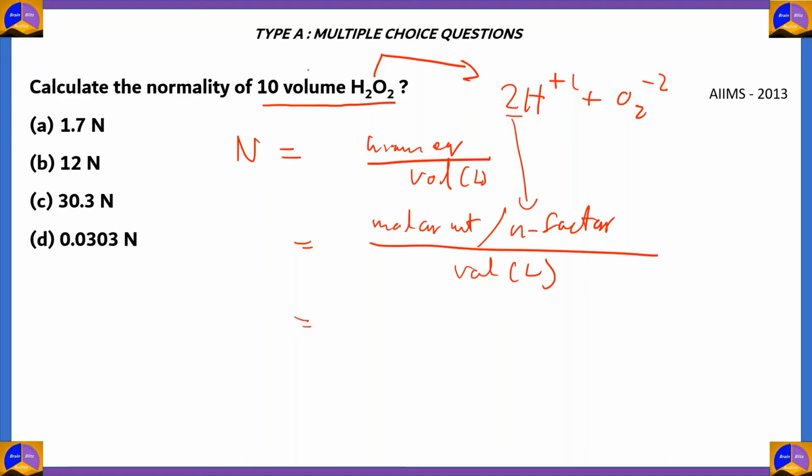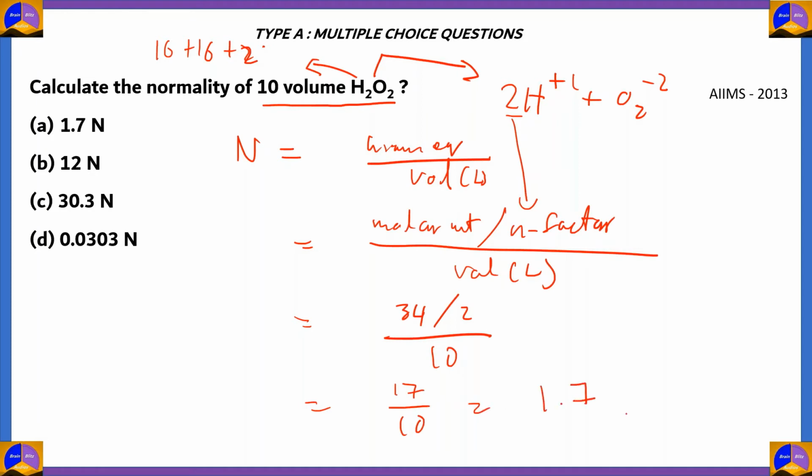And the molar weight of H2O2 can be easily calculated. 16 plus 16 plus 2 plus 2. So that's 32 plus 2, 34. So it's 34 divided by 2, whole divided by the volume, which is 10. That is 17 by 10, which is equal to 1.7 normal. So the normality of 10 volume H2O2 is 1.7 normal. That is option A.